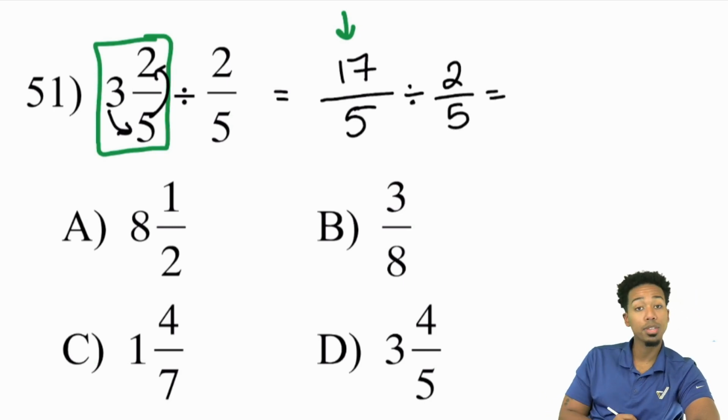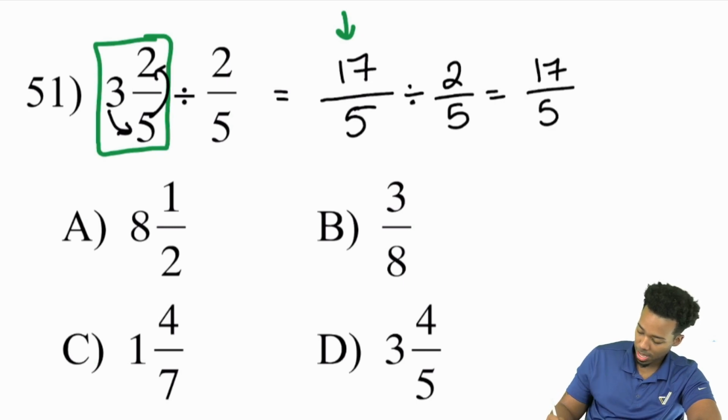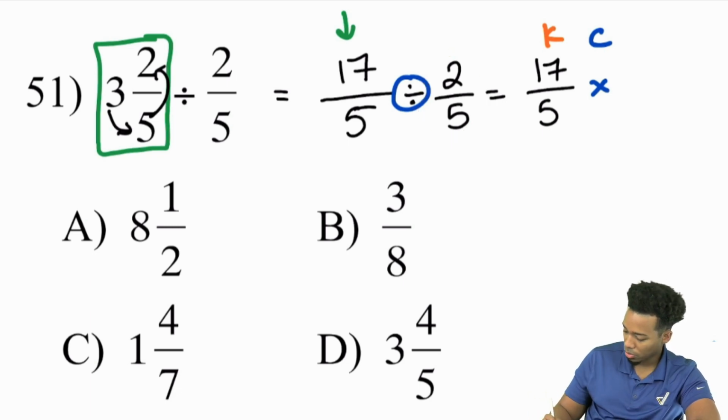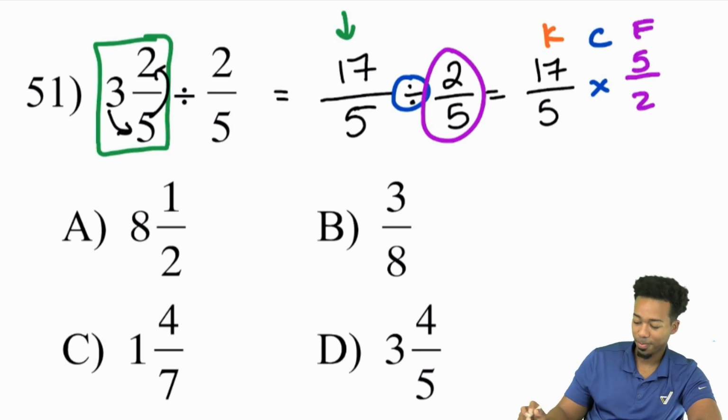Then we're going to perform the keep, change, flip. And so we're going to keep the 17 over 5 the same. So keep that the same. Then we're going to change the operation from division to multiplication. And then we are going to flip. That's orange. I'll just go ahead and use light blue. Or actually, I used blue, so I'll just go ahead and use purple here, no problem. And so we're going to flip right here, and that'll be 5 over 2.